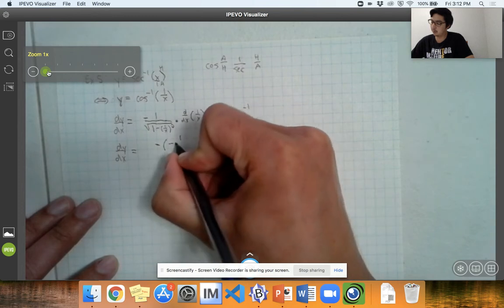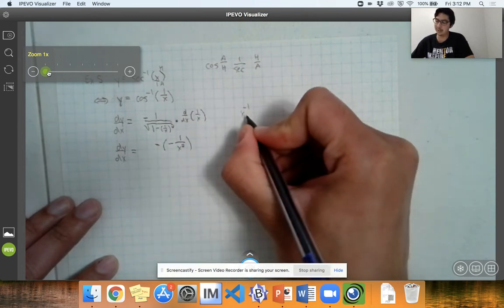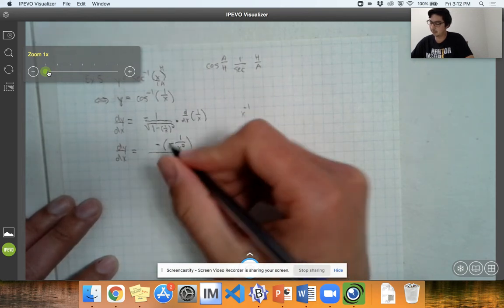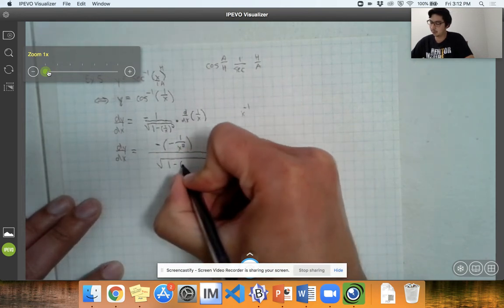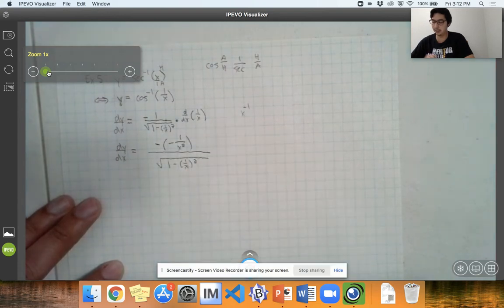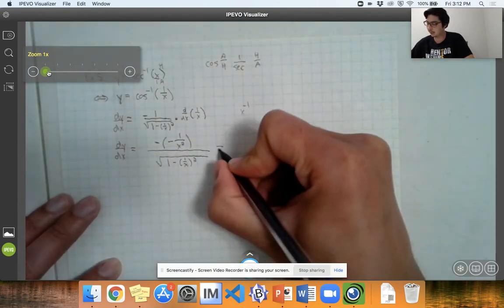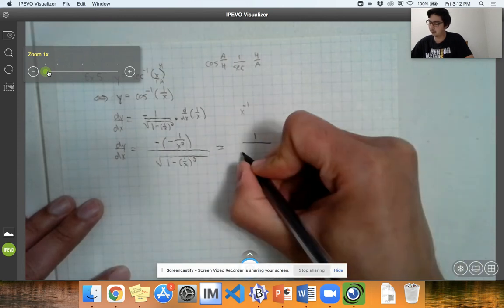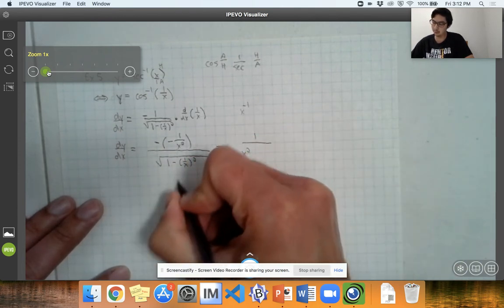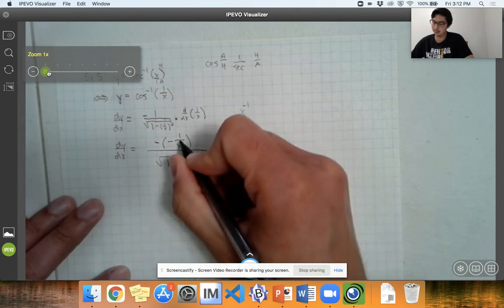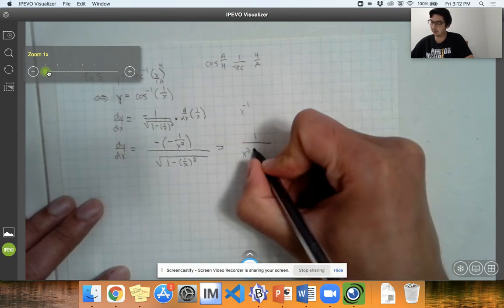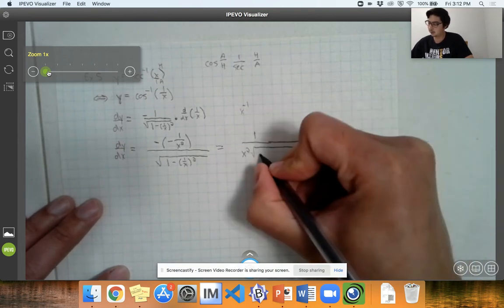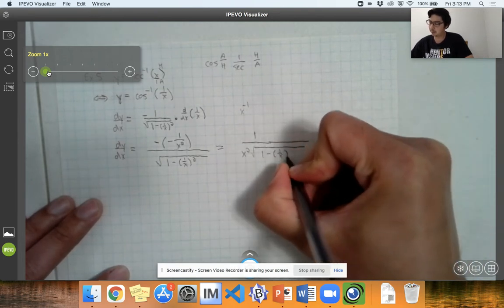Negative 1 over x squared, because it would be negative x to the negative 2. And this is all over, if I start to simplify this, 1 minus 1 over x squared. I'm going to write it like this for a second. And then that I could write as positive 1, and then that x squared would go to the denominator, or you can think about it as this being over 1, multiplying by 1 over this times 1 over x squared, and you can see that the x squared is located in the denominator. So you get 1 over 1 minus 1 over x squared.